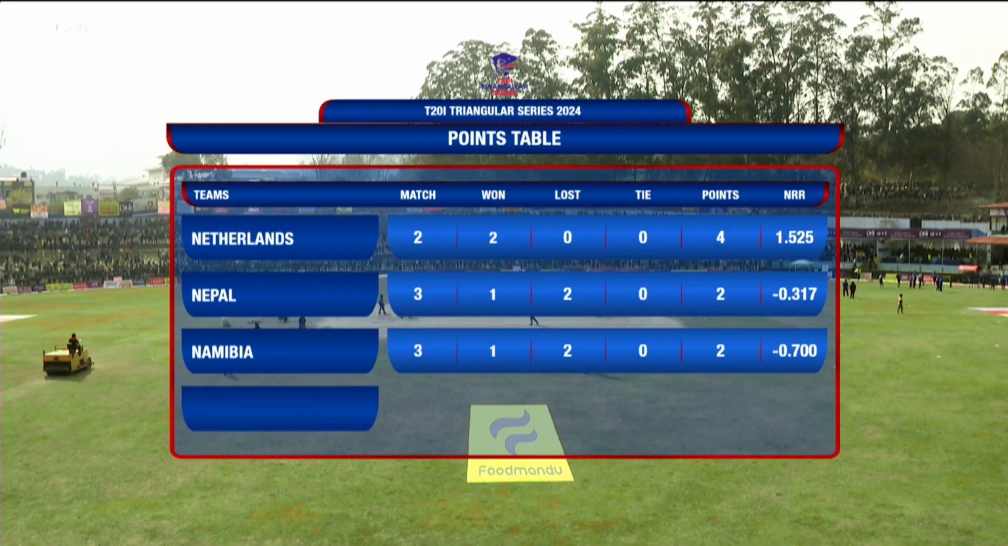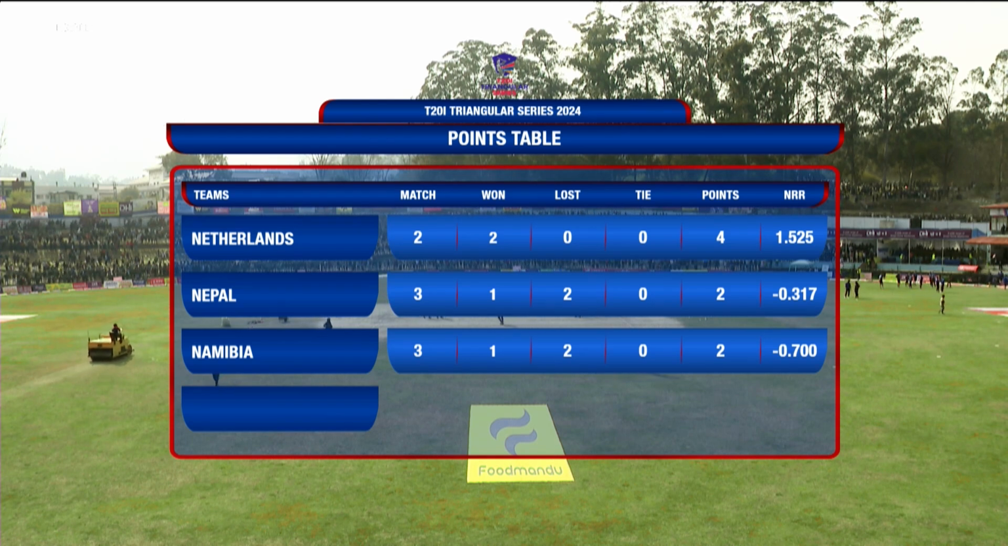So that's how the points table looks like now. Four points for the Netherlands team.